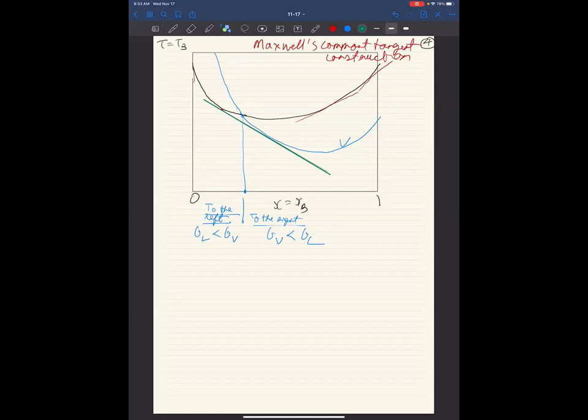So let's call this one x1, and let's call this one x2, okay? So this line in green is the common tangent to both phases. We had our G liquid and we had our G vapor, and it's a common tangent to both of those.